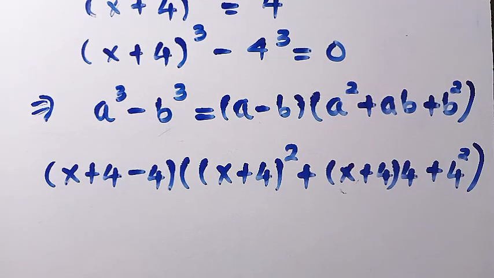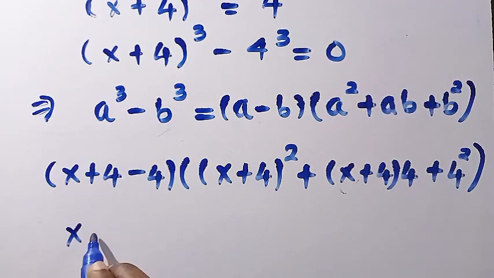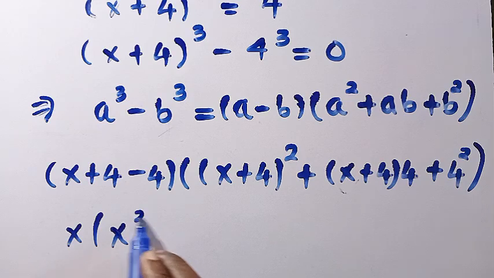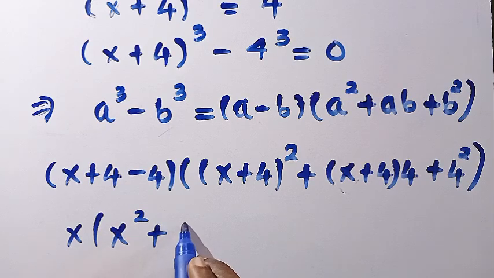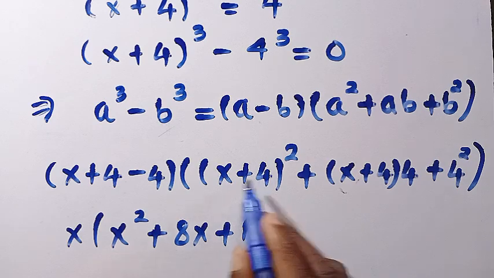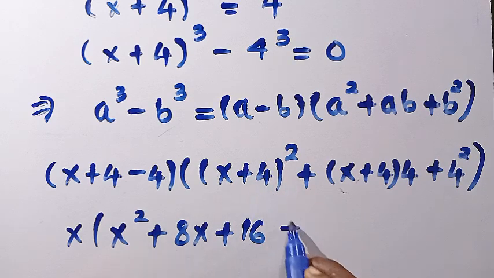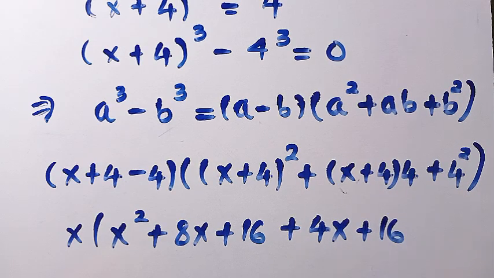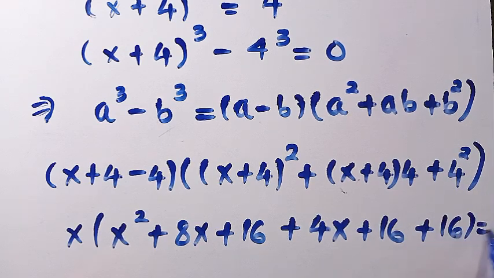So after having this, we have x + 4 minus 4, that is x, into bracket of (x + 4)^2. So this gives us x^2 + 8x + 16, as we expand (x + 4)^2. Then plus (x + 4) multiplied by 4, that is 4x + 16, then plus 4^2, that is 16, equals 0.